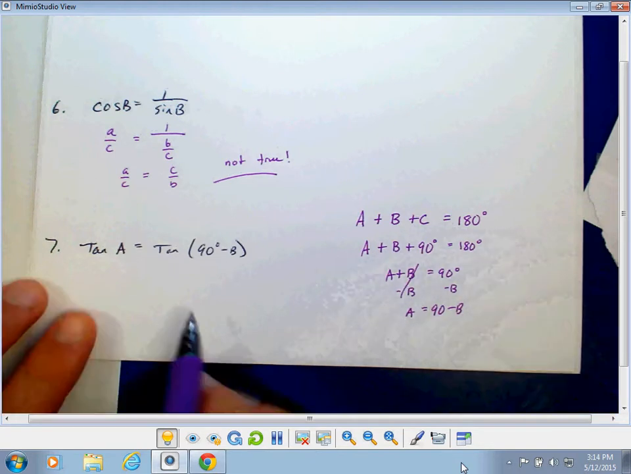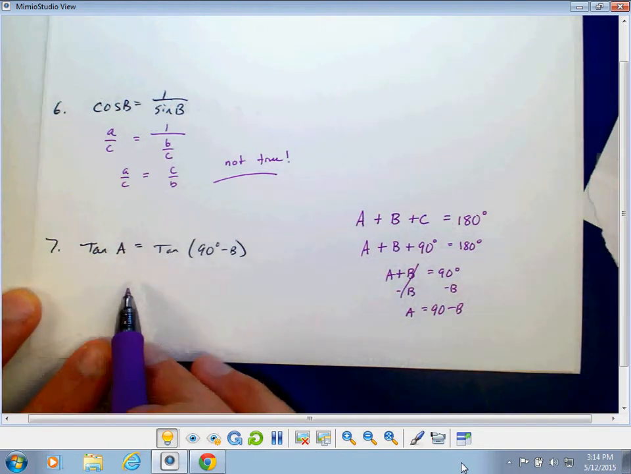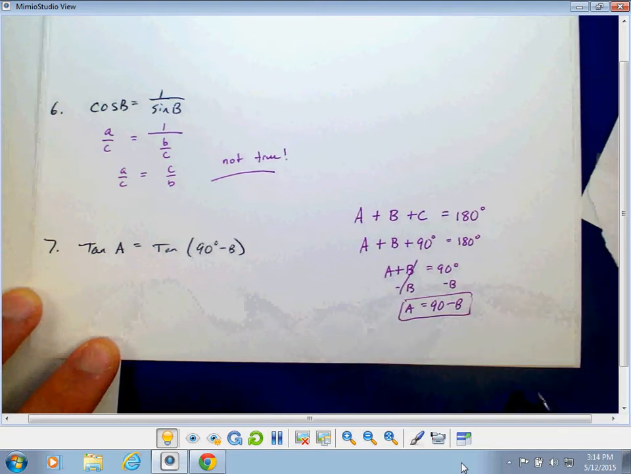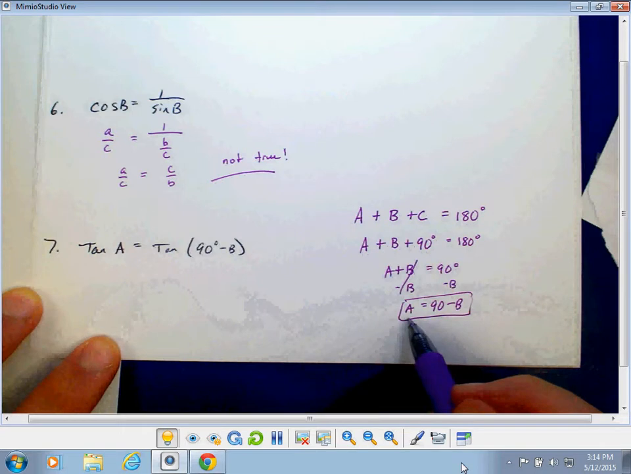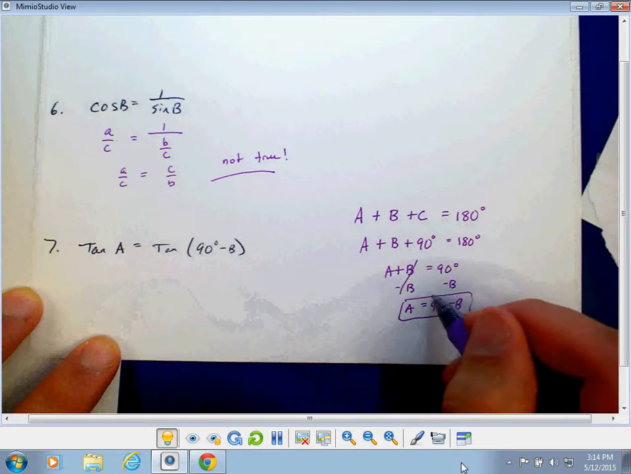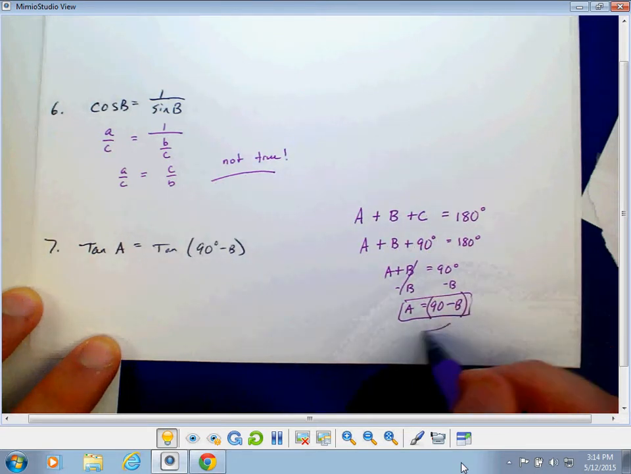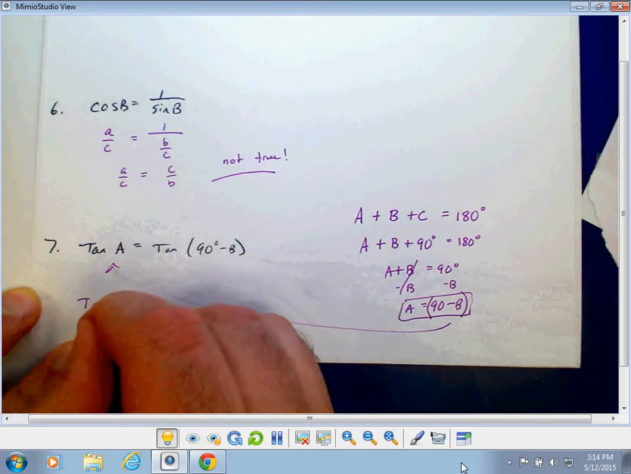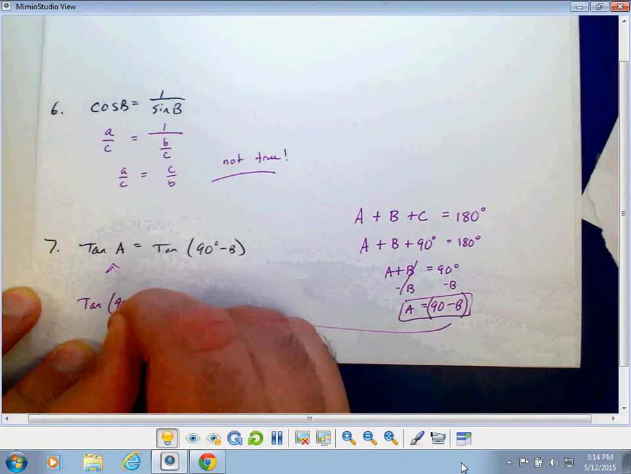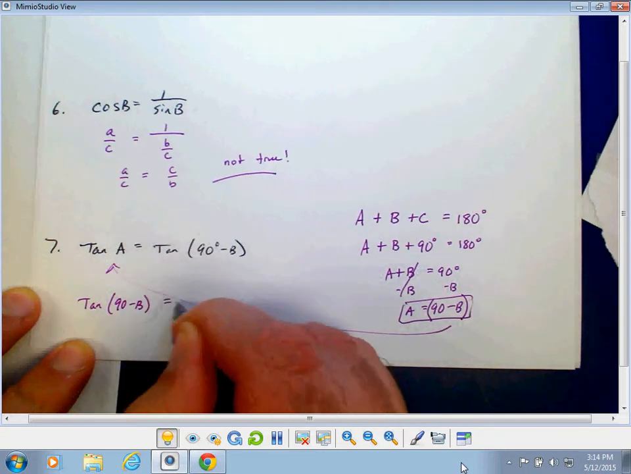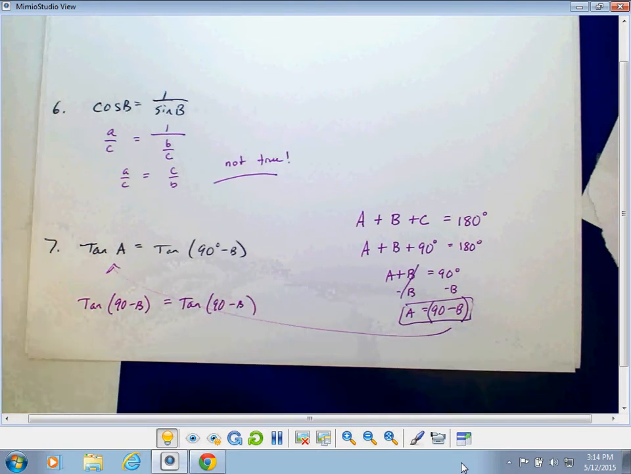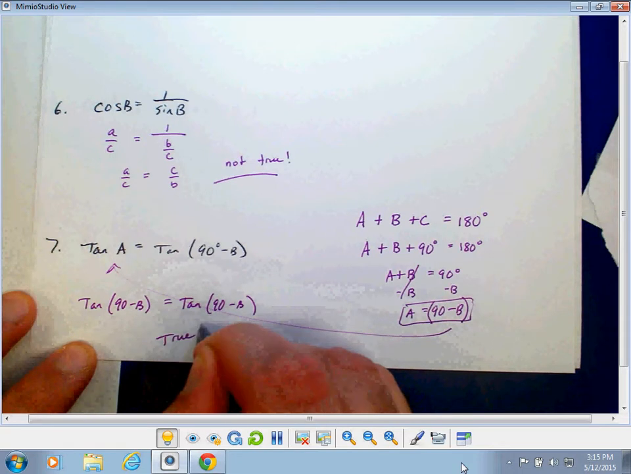So if you look at our problem for a second, what this says, you can read it as A equals 90 minus B, but it also means that anywhere there's an A, you could replace it with the whole expression 90 minus B. So in this case, you would take out the A and say 90 minus B equals tangent of 90 minus B. And so you've proven that A is guaranteed to be 90 minus B. This one is also true.